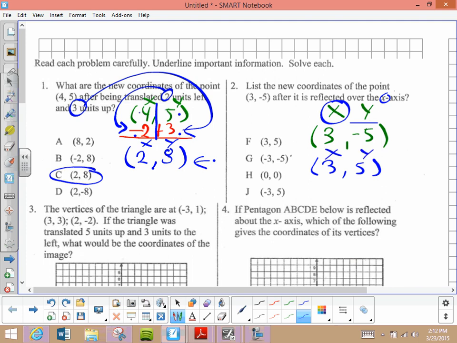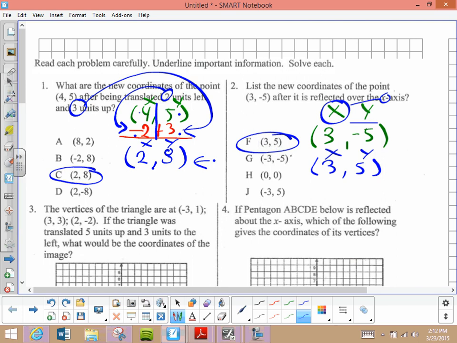That's it. But I want you to use that method of circling. You see what I circle right here? I have to circle the same axis, and that tells me I cannot touch this one. I have to leave it alone. And then I have to change the sign on the other one, so it'll be this one right here. How many of you got that one right? Oh, great. How about number 1?